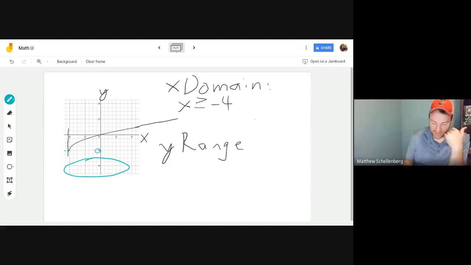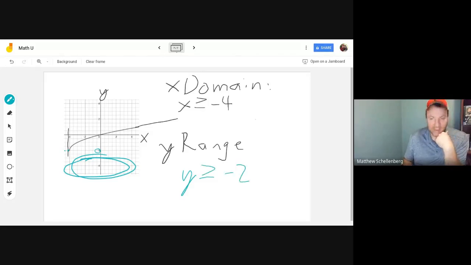There's no dots down here. Okay, so the range has to be greater than -2. So y must be equal to or greater than -2. And that little line underneath the greater than sign means or equal to.